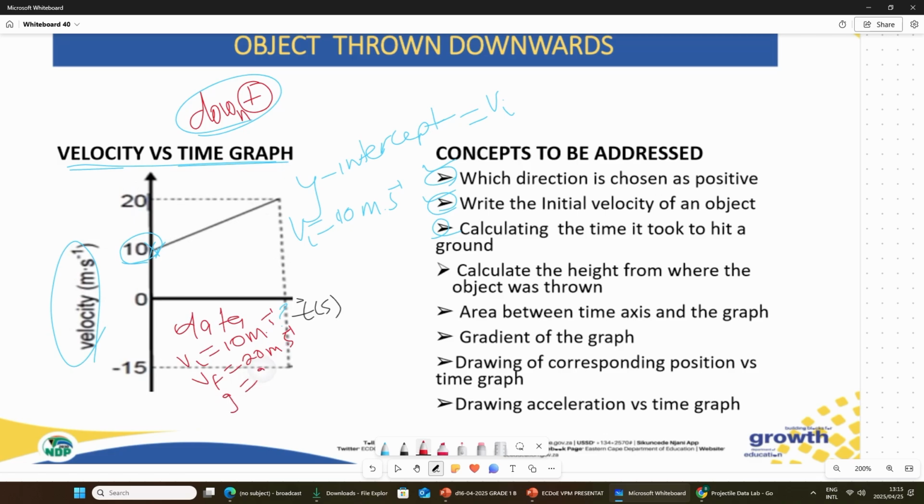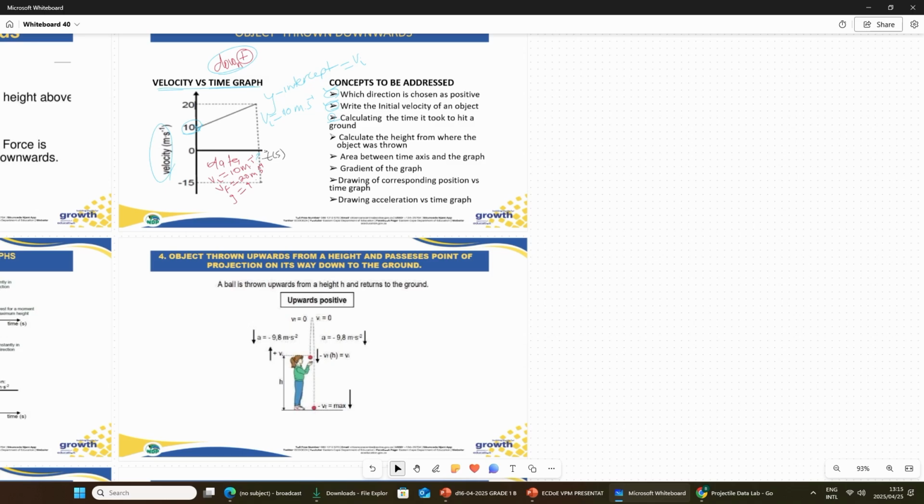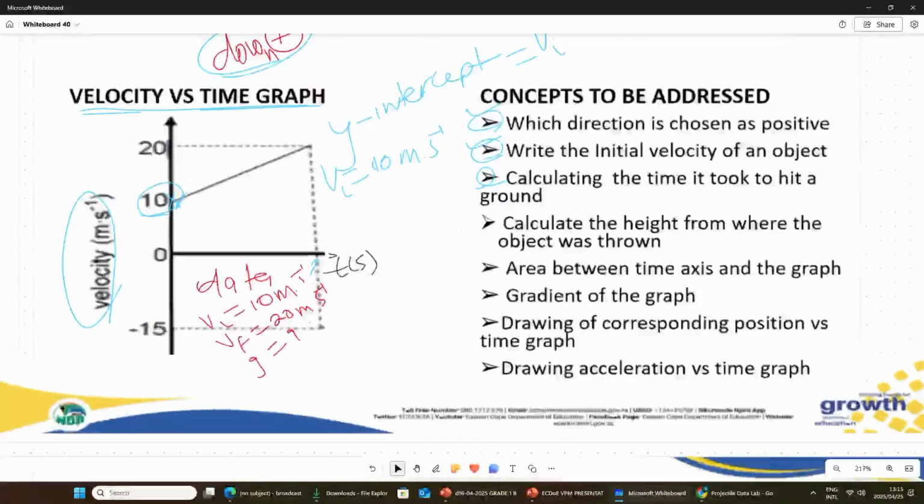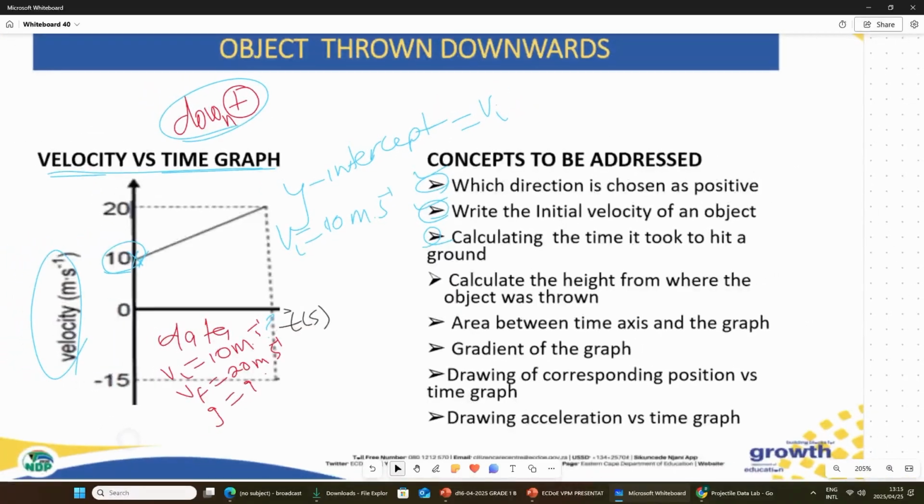Our acceleration is given as 9.8 meters per second squared. Sorry about that. So it is also positive, because our G is always going down and our down is taken as positive.